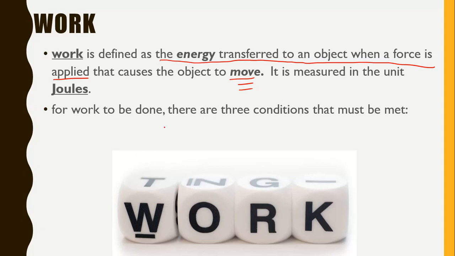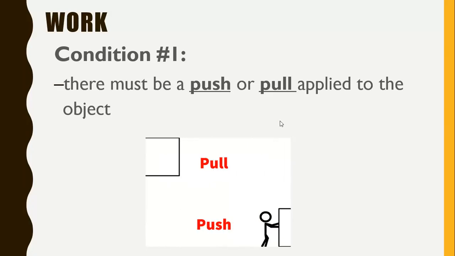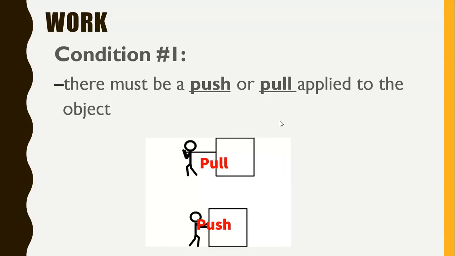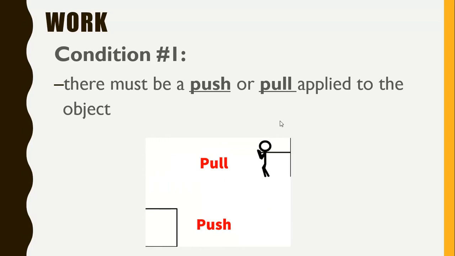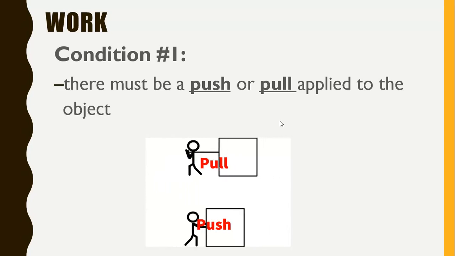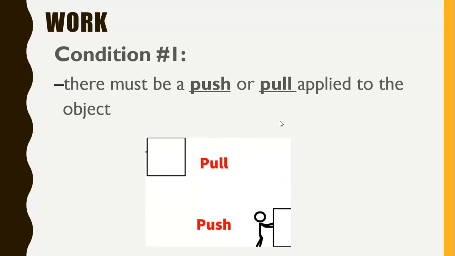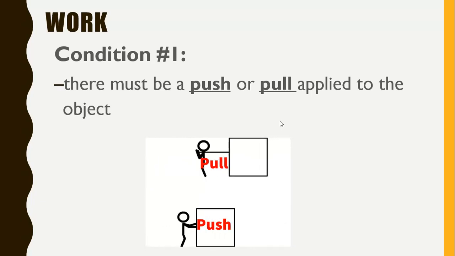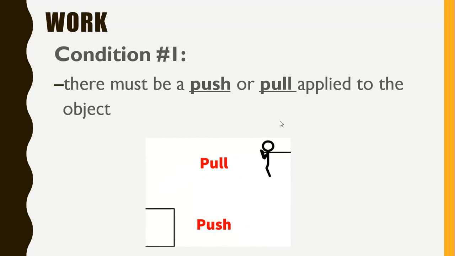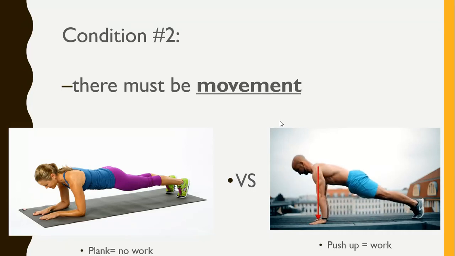All right, so in physics, in order to do work to something, 3 conditions have to be met. Number 1, there has to be a push or a pull applied to the object. Now, this push or pull could come from you, or it could come from the earth, right? The earth pulls things down. We talked about that, right? The earth has a force to it. The gravitational force applied to objects will pull objects down toward the earth. Okay, so there has to be a push or a pull. The second condition is there must be movement.